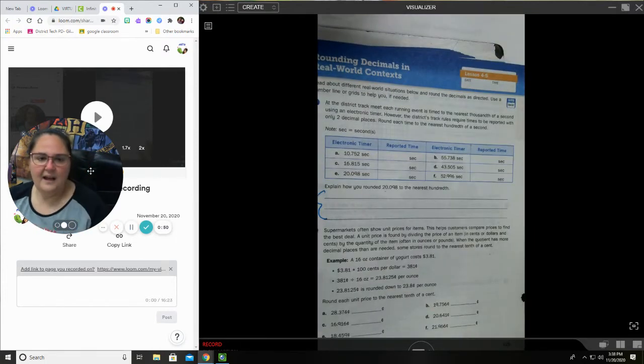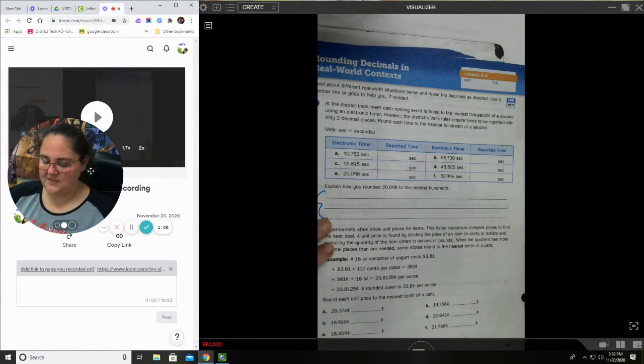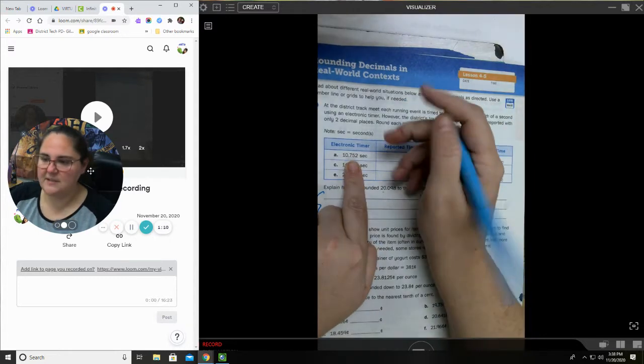All right. At the district track meet, each running event is timed to the nearest thousandth of a second using an electric timer. However, the district's track rules require the times reported with only 2 decimal places. Round each time to the nearest hundredth of a second. So I'm going to look at number A, rounded to the nearest hundredth.